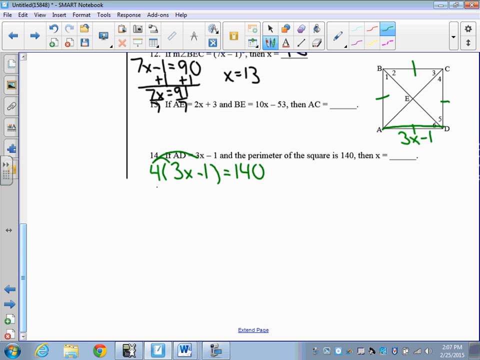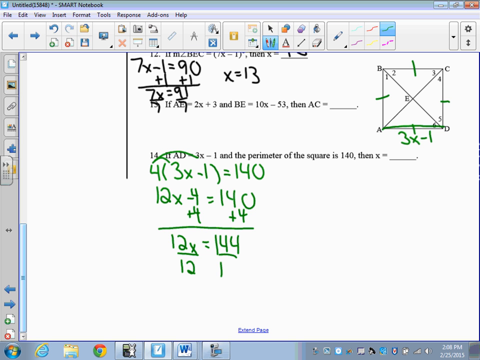We just distribute this. 12x minus 1 is equal to 140. We add 1. 12x. Sorry, this should be 4. Forgot to distribute the 4. 12x is equal to 144. Divide by 12. We get x is equal to 12. So you should try 11 and 13, and we'll continue to practice on this in class.